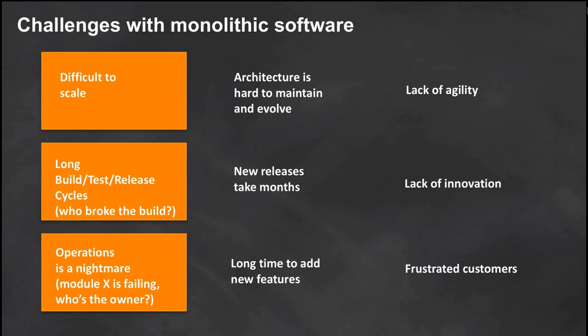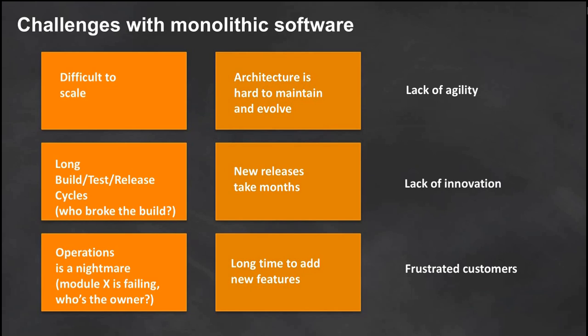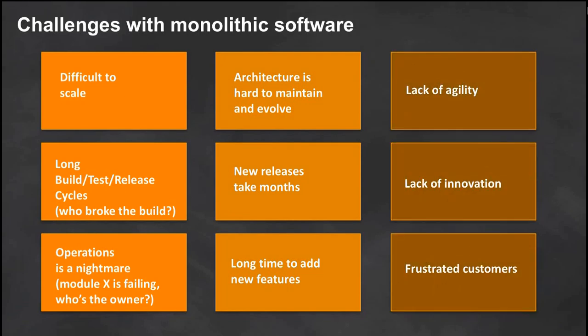So we observed there were several challenges with monolithic software. First, it was very difficult to scale, and it had long release cycles. People were always afraid to make a new release because they were not sure if their new feature will impact other features, and operations was a nightmare. Because the code was so complex to maintain, there was lack of innovation and lack of developer freedom to build software and add new features they wanted. And due to the lack of agility and innovation, what you end up with is frustrated customers.